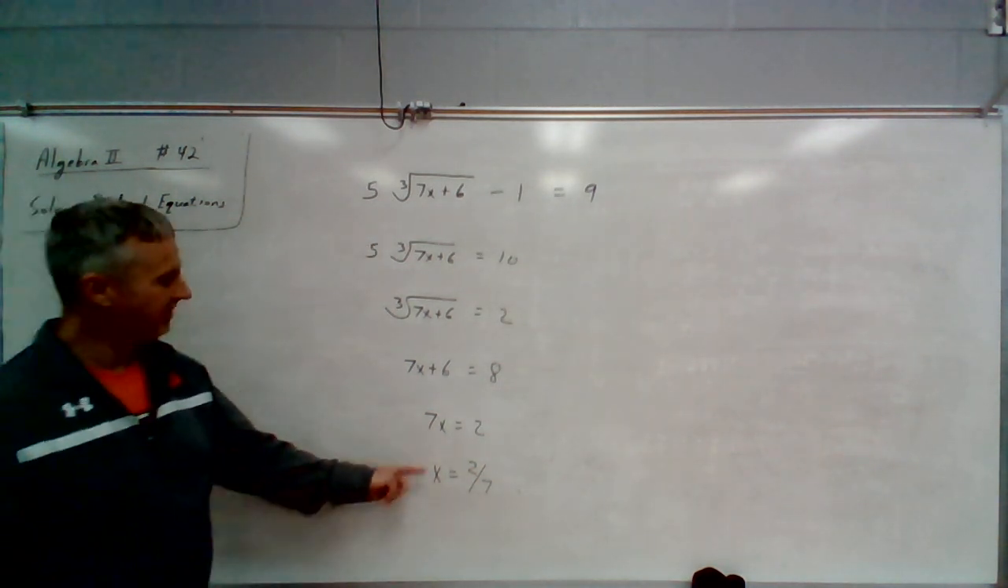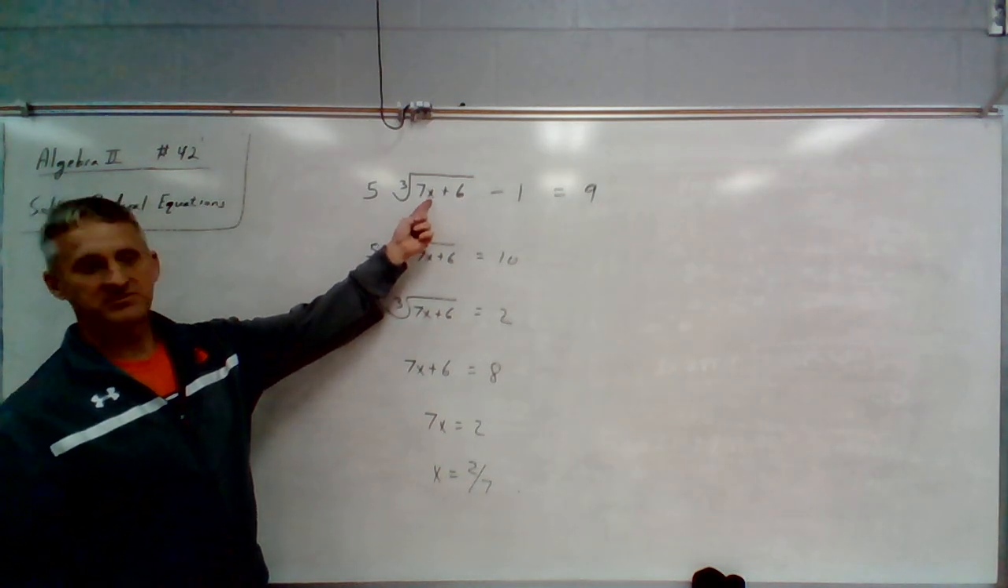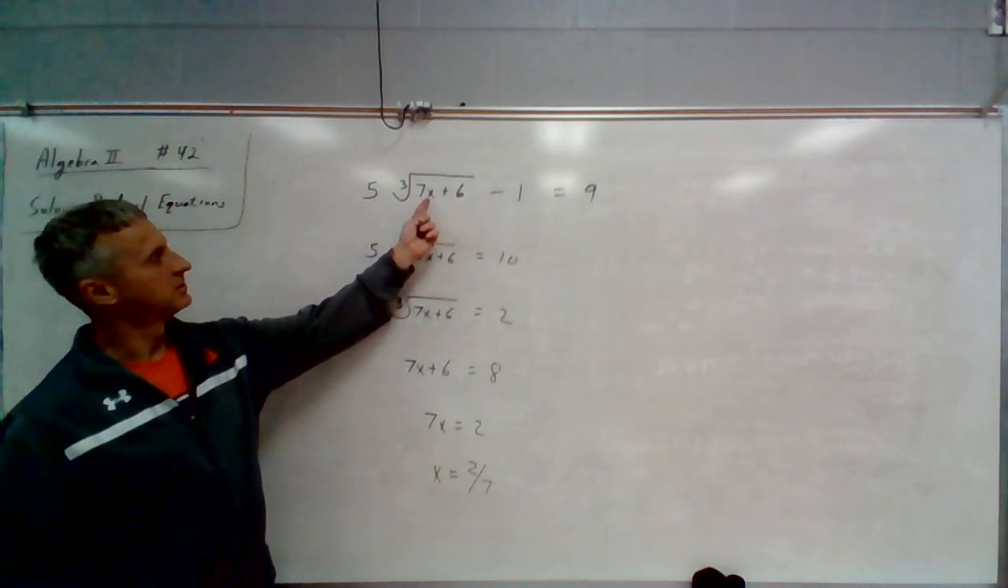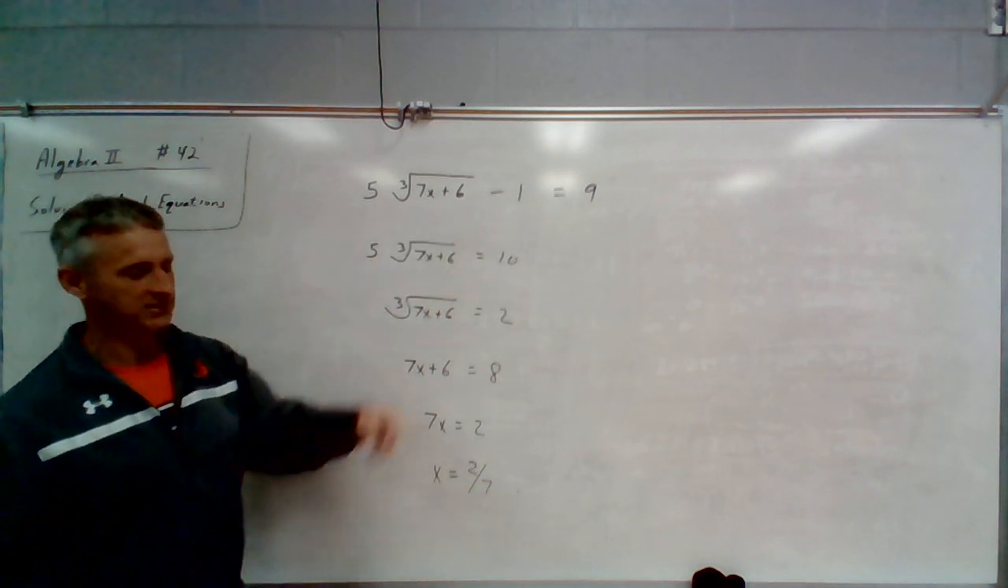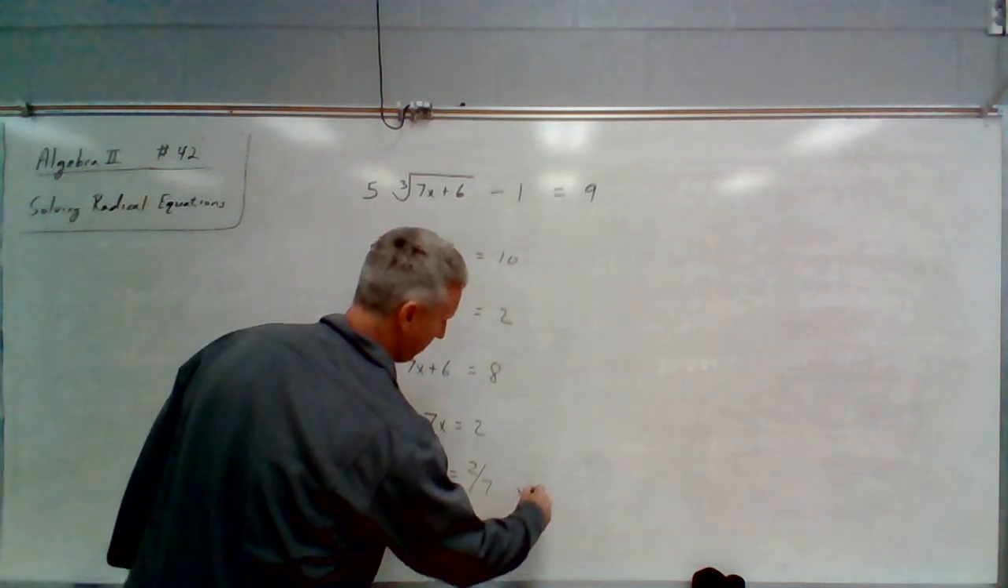Let's check our answer. If I put 2 over 7 in here, 7 times 2 over 7 is 2. 2 plus 6 is 8. The cube root of 8 is 2. 5 times 2 is 10. 10 minus 1 is 9. We are good.